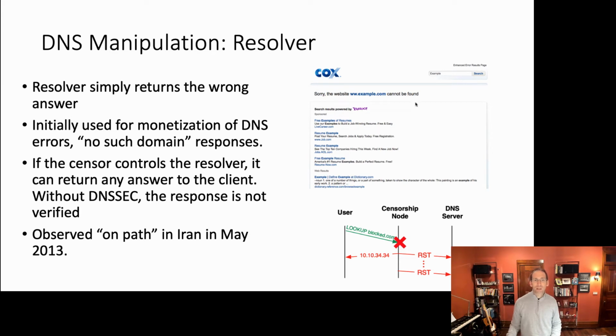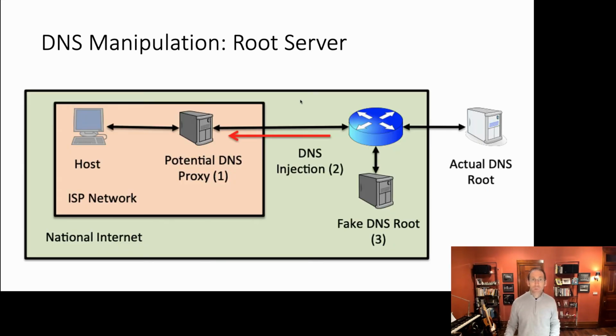This type of DNS manipulation has been observed in practice. In particular, researchers observed this happening in Iran on path in May 2013. Another type of manipulation that we've observed in our own research is manipulation of root server responses.